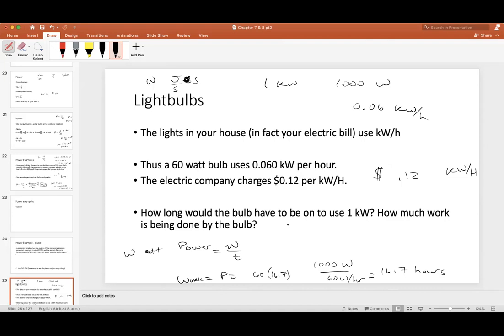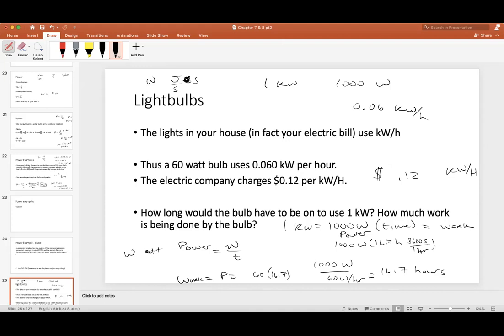The power used would be 1 kilowatt, which is 1,000 watts. That's the power. And if we multiply this by the time, the power times the time will give us the work. We know the power is 1,000 watts. The time is 16.7 hours. So 1,000 watts times 16.7 hours, but how many seconds are in an hour? So 3,600, 60 seconds times 60 minutes in 1 hour, right?